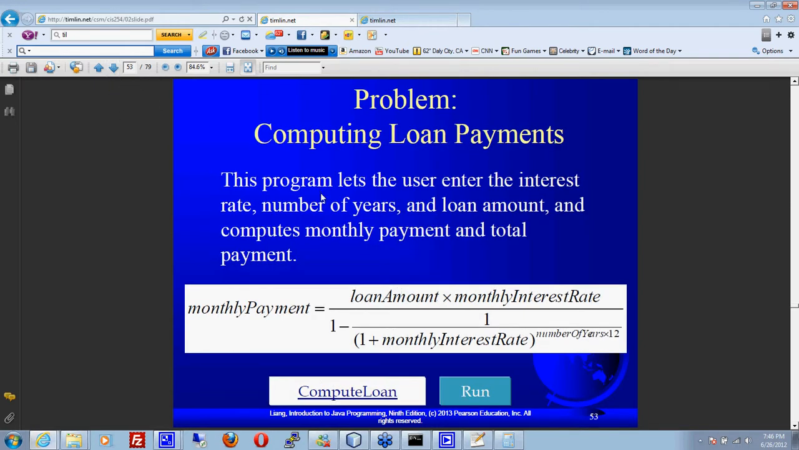Okay, questions on the software development lifecycle? It's a good one.